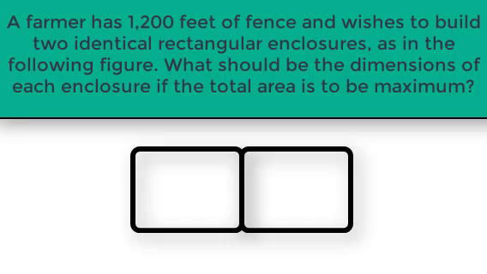Let's do another optimization problem, a little bit more applied. In this example it says, a farmer has 1,200 feet of fence and wishes to build two identical rectangular enclosures, as in the following figure. What should be the dimensions of each enclosure if the total area is to be maximized? In our example, we're given this picture here. We have a rectangle that's divided into two equal rectangles, and we want to maximize the area.